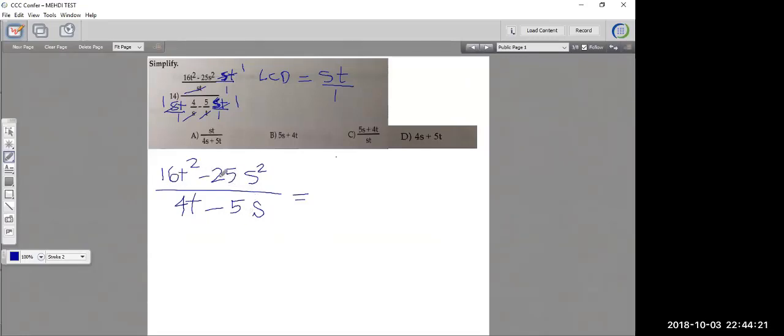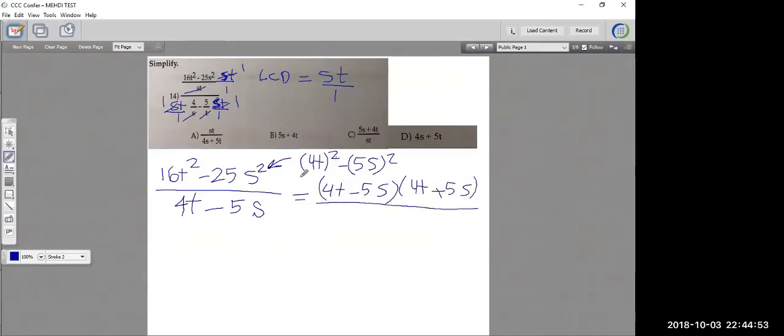It looks like the top is a difference of squares, right? The top is 4t squared minus 5s squared. That's a difference of squares. So if I factor this, that would be 4t minus 5s times 4t plus 5s. So this is a part that requires you to know your factoring. You should know how to factor a difference of squares.